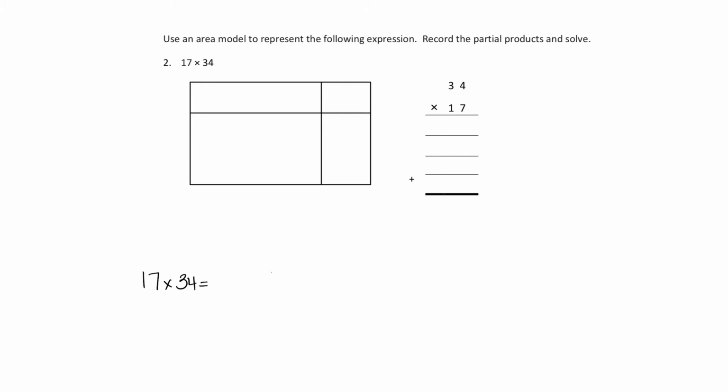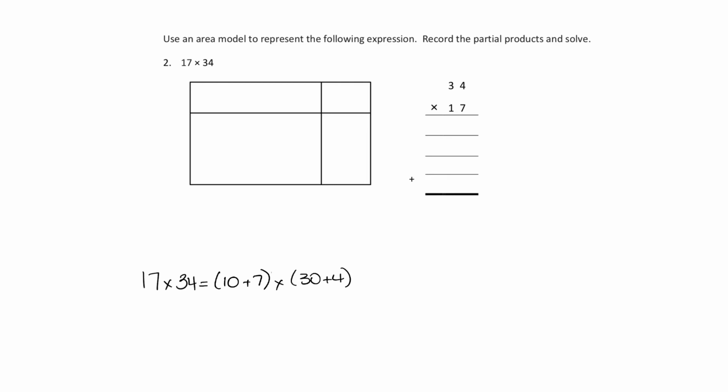Use an area model to represent the following expression. Record the partial products and solve. We have 17 times 34. The first thing we need to do is decompose 17 and 34. 17 can be decomposed into 10 plus 7, and 34 can be decomposed into 30 plus 4.